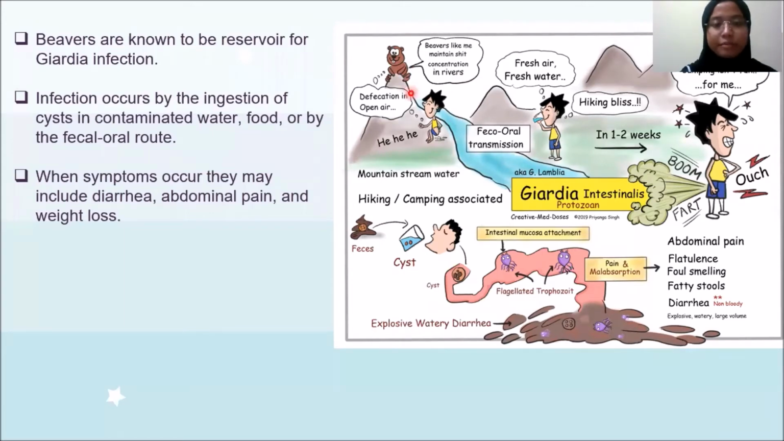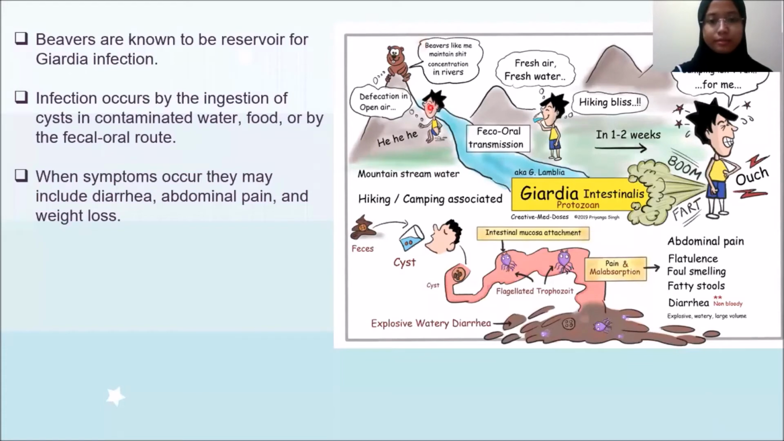As we know, beavers are the reservoir of Giardia. When the beavers defecate into the river, this boy is seen to drink the water from the river. So the water in the river is contaminated by the cysts. So the boy ingests the cysts of Giardia, and after 1 to 2 weeks, the symptoms will occur, including diarrhea, abdominal pain, and weight loss.